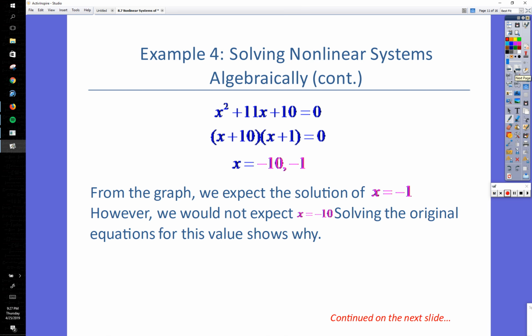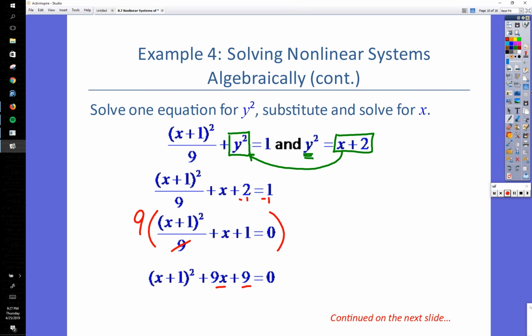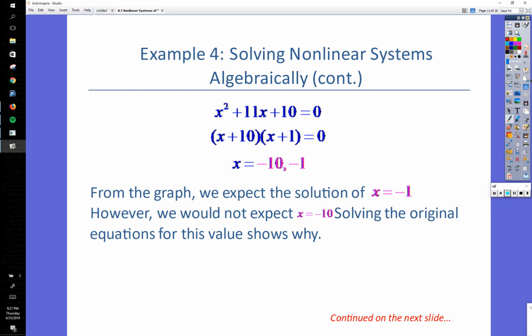So once I FOIL that, I'll go back so you guys can see it again. I end up getting x squared plus 2x plus 1 plus 9x plus 9. And so combining like terms, that's where I got the 11x, and then I end up getting 10. Okay, so let's go back to that page. So that's where I got the x squared plus 11x plus 10. Should be factorable. If not, use the quadratic formula, but this one's fine. We can factor it to 10 and 1. And so we get negative 10 and negative 1 are my x values.